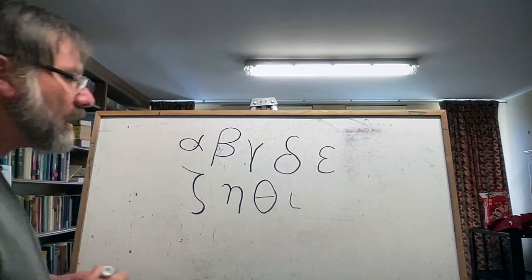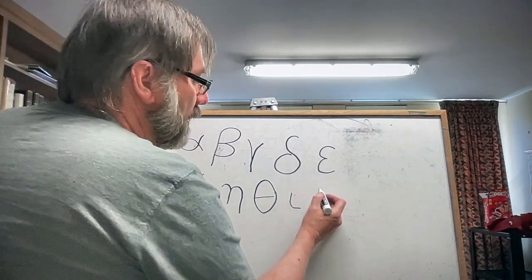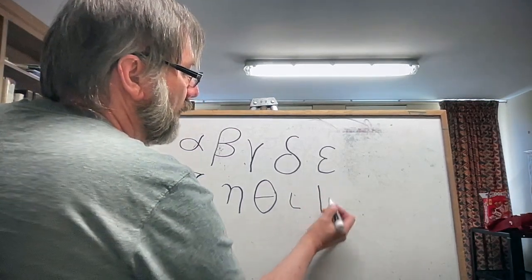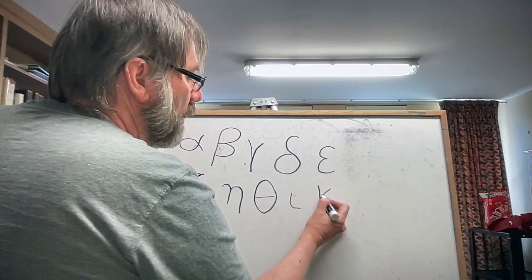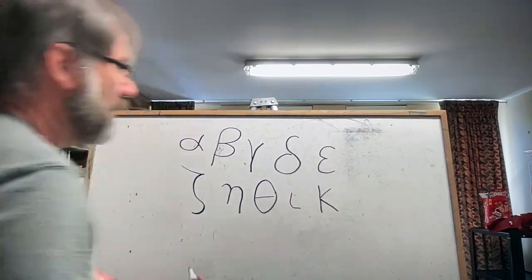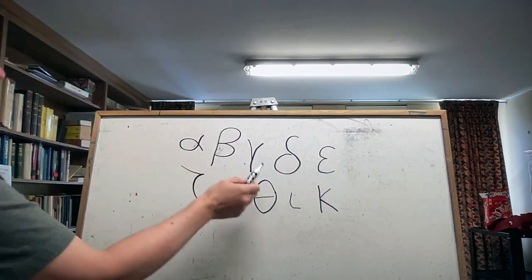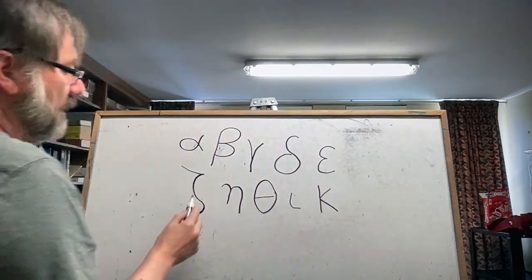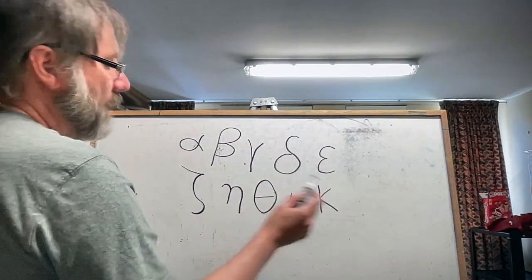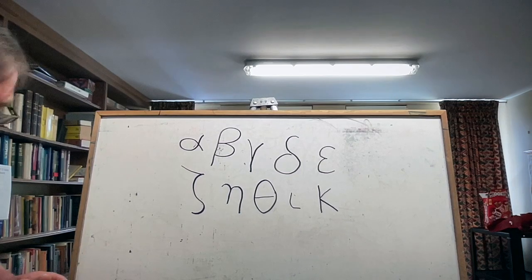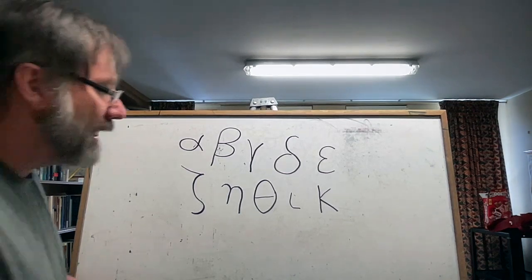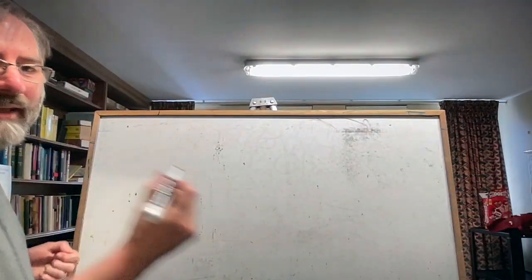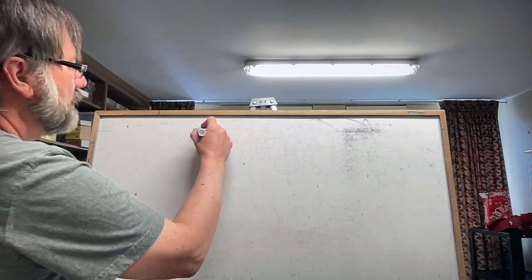Iota. And then there's kappa. Kappa, make a line here, and a line here. Okay. Alpha, beta, gamma, delta, epsilon, zeta, eta, theta, iota, kappa. Okay. Now I'm going to erase that, and then we're going to make a lambda. Okay, it makes an L sound.